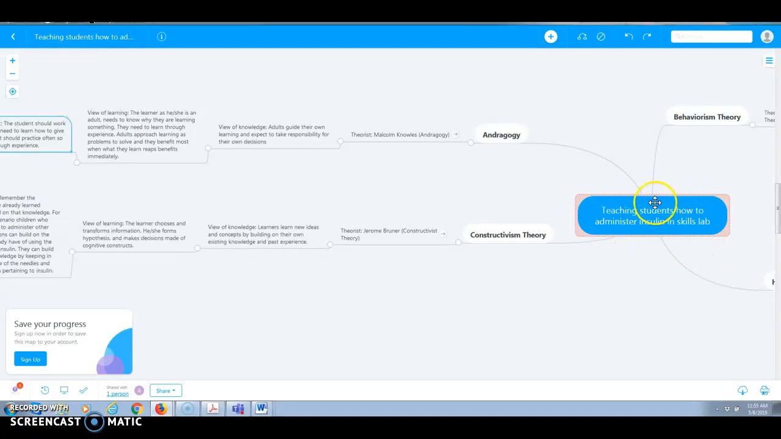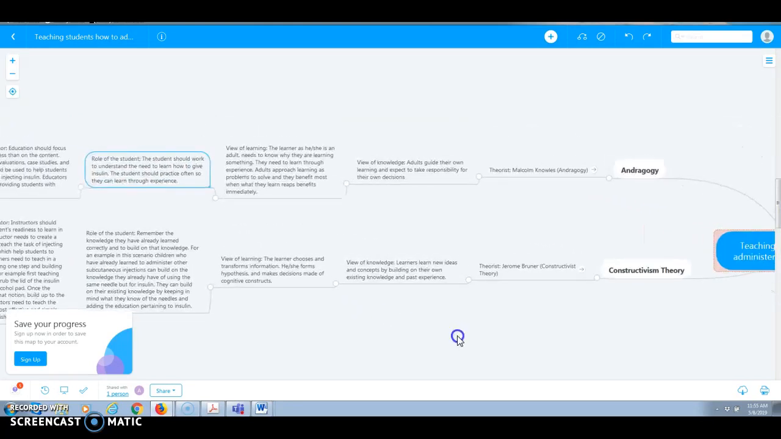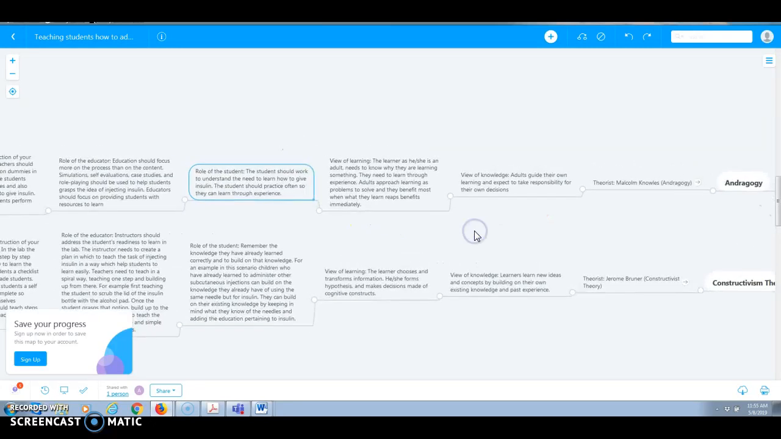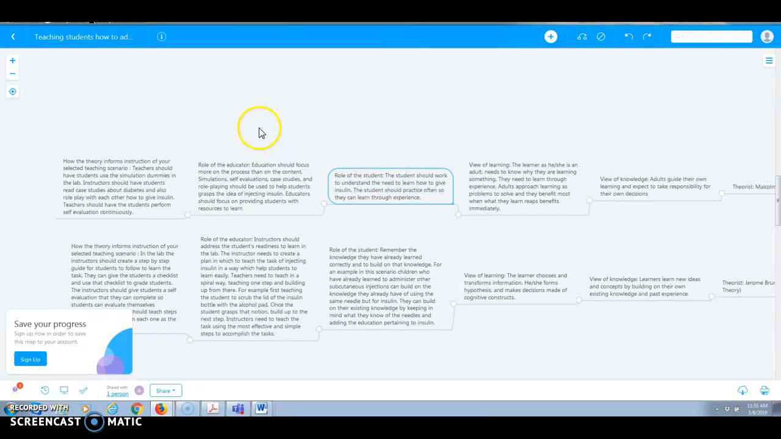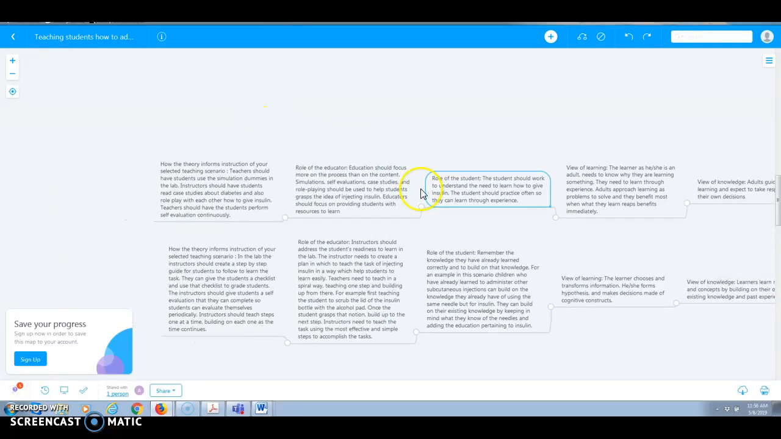So your central skill of teaching students insulin administration is appropriate. Andragogy is definitely a Knowles theory. He's one of the theorists that is aligned with that particular theory. And I find that your theoretical underpinning is correct, right? The view of that knowledge. The view of learning, that adult learners need to know why they're learning, and the role of the student is to work to understand the need to learn, right? The need to learn that particular piece of content.